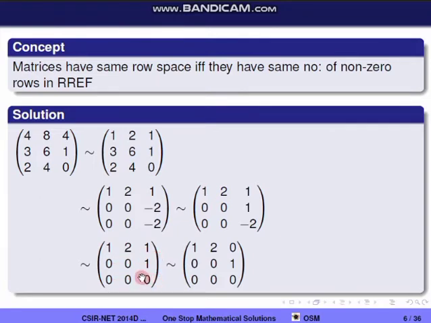Now I am applying R1 implies R1 minus R2. So this is equivalent to 1, 2, 0, 0, 0, 1, 0, 0, 0. So this is our final form, the row reduced echelon form. We will check which of the options is similar to the non-zero rows of this row reduced echelon form.